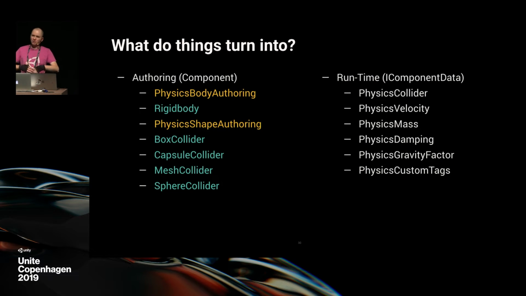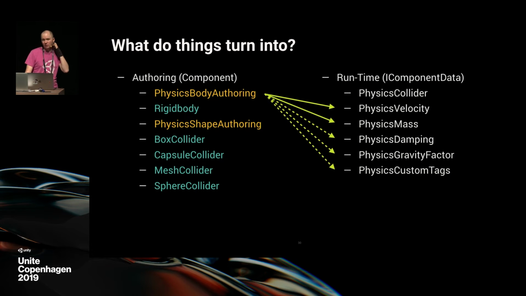All right, so we've talked a lot about these new authoring components, the classic components, and these runtime components. What are the things that actually turn into the different things? The majority of the runtime data is going to come from either a physics body authoring component or a rigid body here, right? So it's going to produce physics velocity and physics mass, and then based on the options you've set, maybe it'll also add a damping component, a gravity factor component, or a custom tags component.